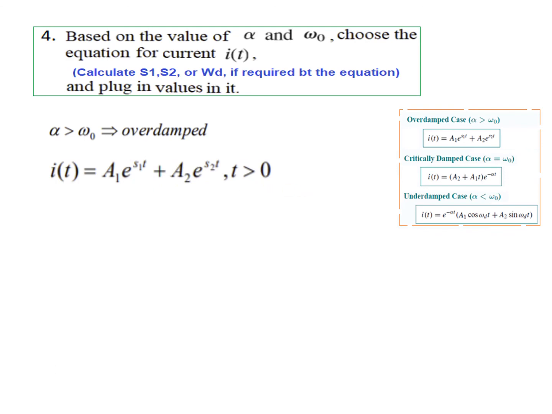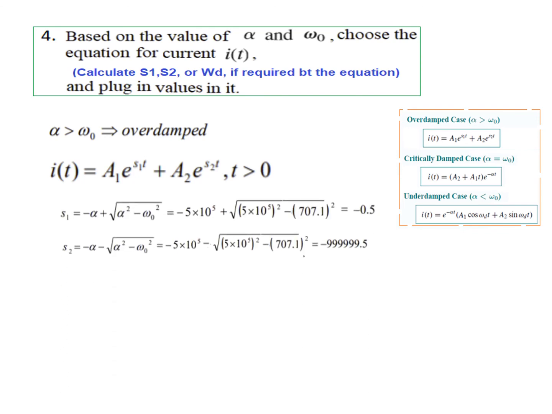Now here we need to find out S1 and S2 as well. So we know the formula for S1 and S2. This is the formula. We plug in the values of alpha and omega, and solving, you get this answer. And so our general equation will now be like this. We plug in the value of S1 and the value of S2. And the next step is to find the values of capital A1 and A2.